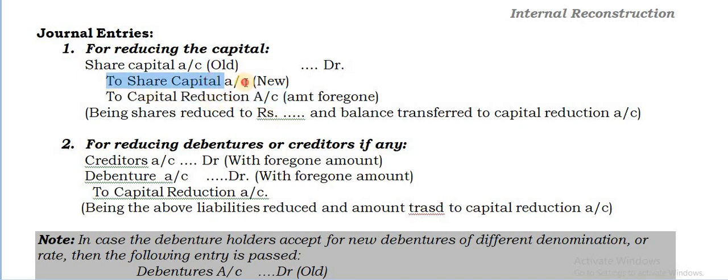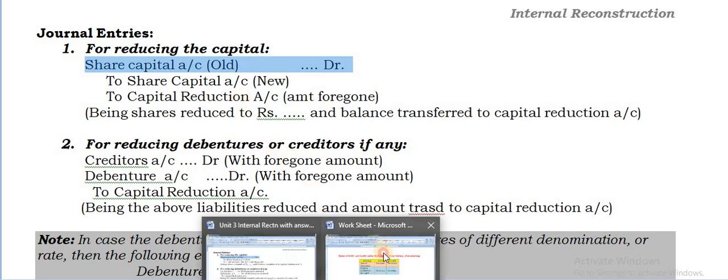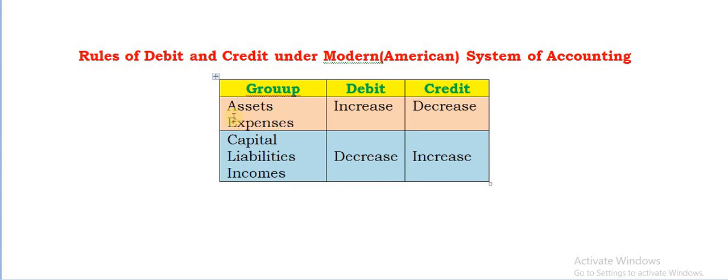Again, this is also a liability being credited, but with a lesser amount. This is being debited because that entire old one is being decreased, being removed. Okay, so if you can just have a glance at the rules of debit and credit under the American system, you can have this for capital: debit if there is a decrease.